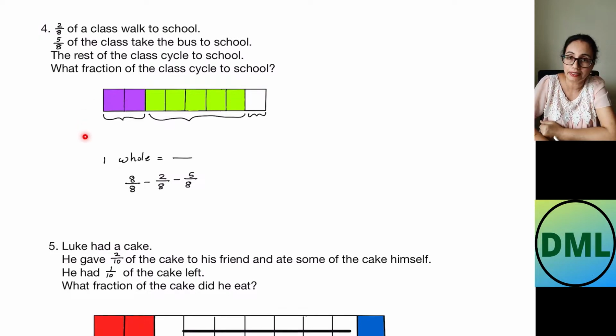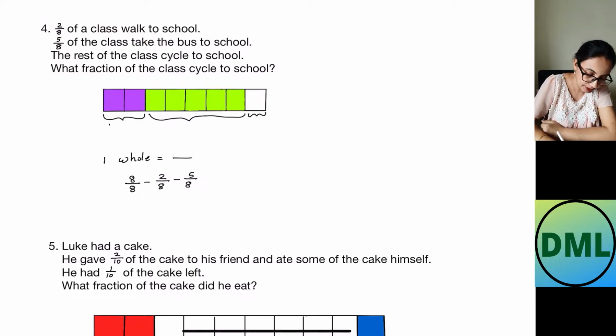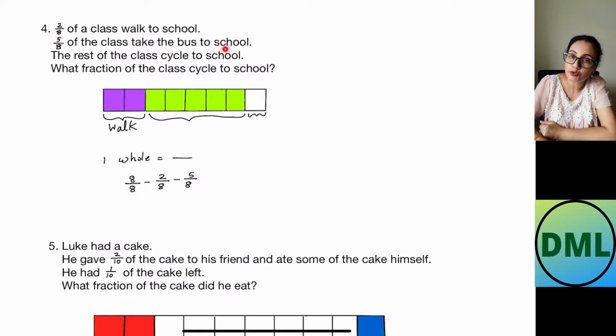I have drawn 8 equal parts for you. Out of that, 2/8 of a class walk to school. As you can see, I have drawn 2 purple colors. Out of 8 parts, 2 parts walk to school. Let's write it here. They walk to school. 5 by 8 of the class take the bus to school. Out of 8 parts, 5 parts. 1, 2, 3, 4, 5. As you can see, I have shaded 5 as green. These students travel by bus. Let's write down here. Bus.